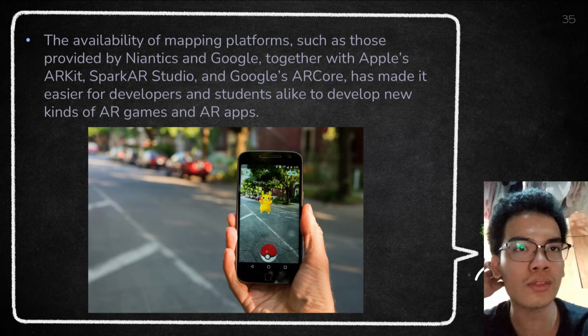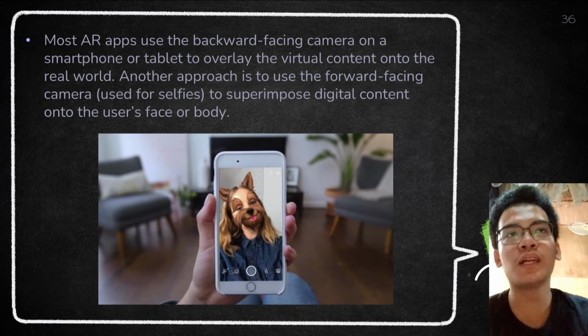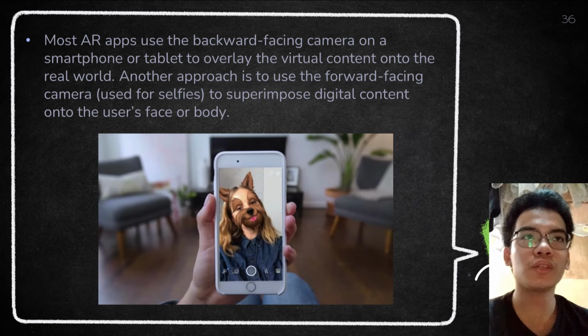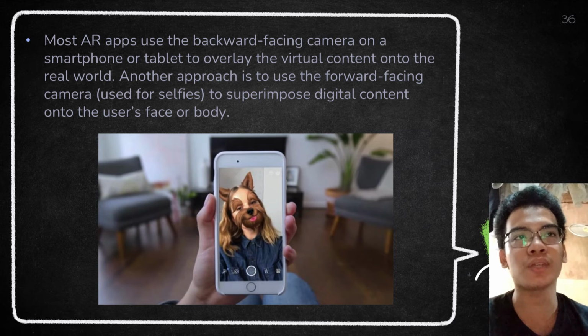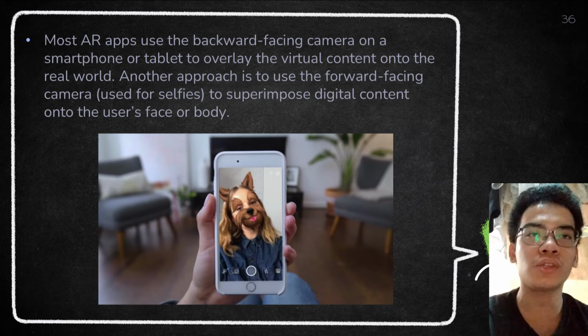Microsoft's HoloLens toolkit has also enabled new mixed reality user experiences to be created, allowing users to create or interact with virtual elements in their surroundings. Most AR apps use the backward-facing camera on a smartphone or tablet to overlay the virtual content onto the real world. Another approach is to use the forward-facing camera to superimpose digital content onto the user's face or body. The most popular app that does use this technique is Snapchat, which provides numerous filters with which people can experiment, plus the opportunity to create their own filters, adding accessories such as ears, hair, moving lips, and headgear, enabling people to transform their physical appearance in all sorts of fun ways.